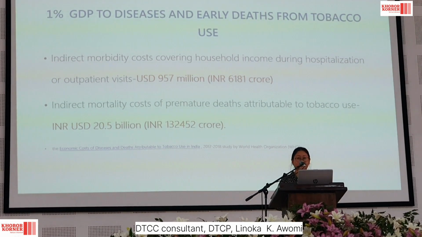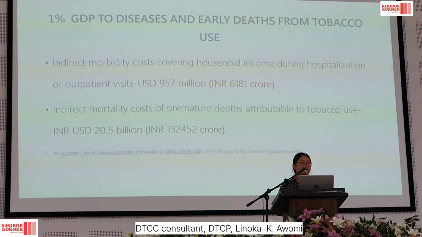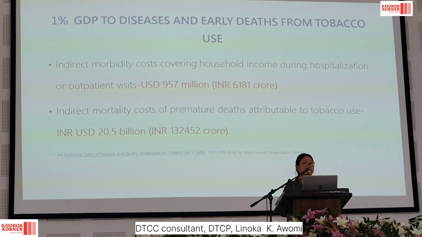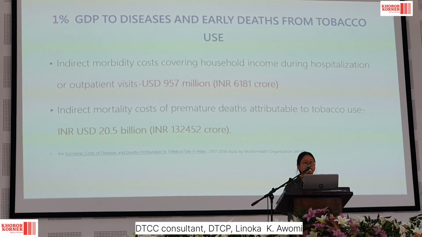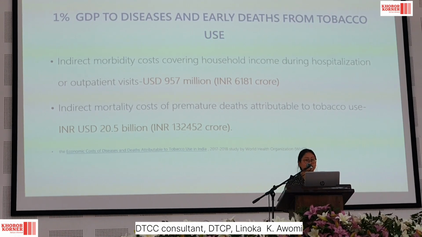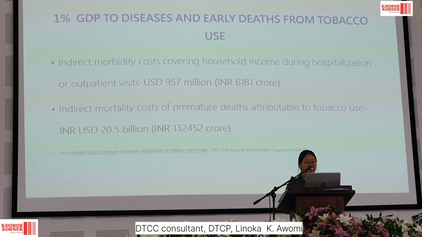We have direct and indirect costs, but what about the intangible costs? The direct and indirect costs affect families, but the intangible cost is mostly the suffering and the pain that the tobacco user, the patient, feels, which is not quantifiable. So this is also one of the important costs of tobacco use.